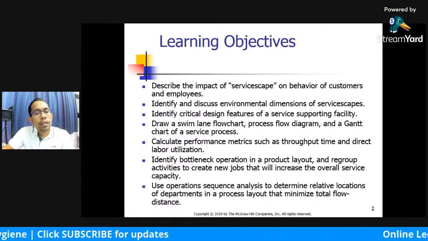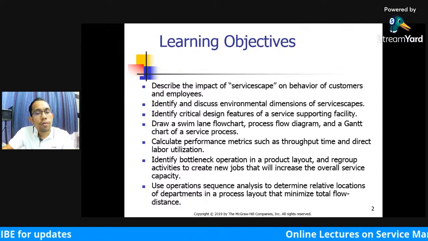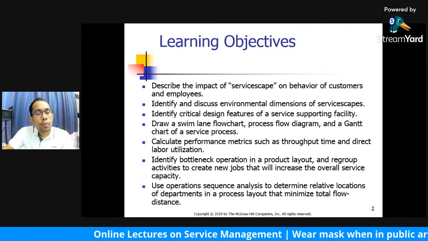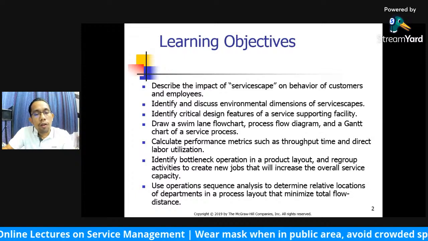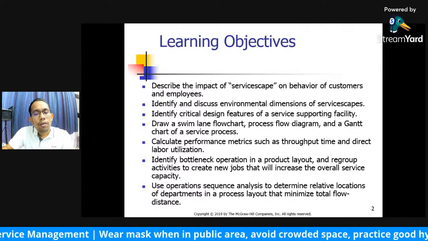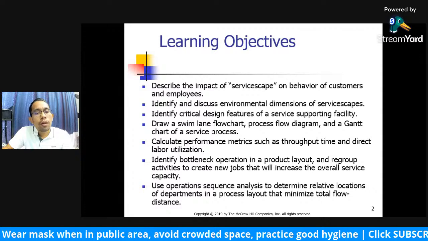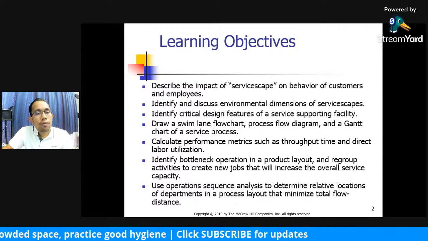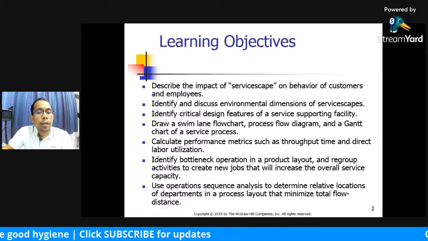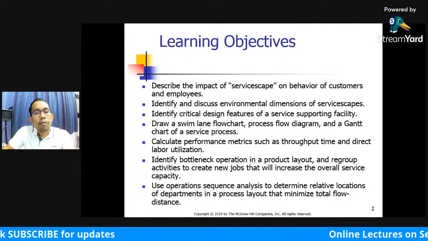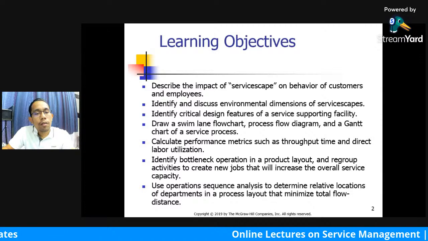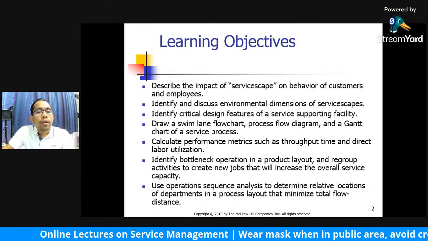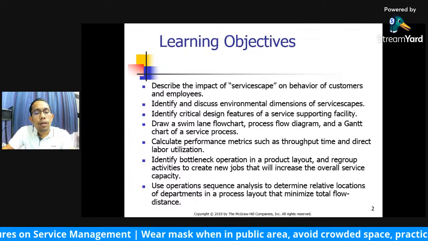Second, we identify and discuss the environmental dimensions of the Servicescape. Third, identify critical design features of the supporting facility. It is quite a long chapter, 20 pages in the book. And draw a streaming flowchart, process flow diagram, and Gantt chart of the process. You may already be familiar with the Gantt chart. However, the streaming flowchart might not come to your mind. Process flow is a normal flowchart.